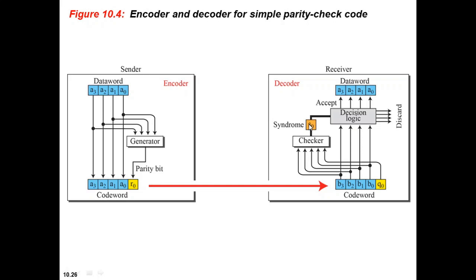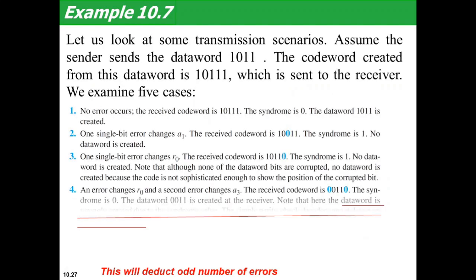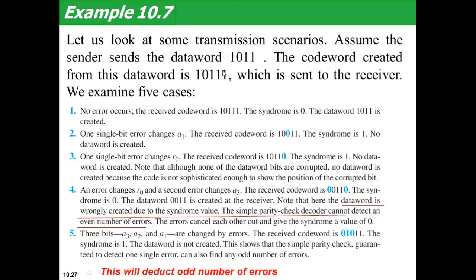Clear? So given your code word, the receiver will find the syndrome value. If the syndrome value is 0, my data has not been corrupted. I can accept the data. How will I accept? By removing the redundant bit, I will take the data. Suppose the syndrome which has been calculated results in 1, that means something has gone wrong in the data. Some bit has been corrupted. Okay. See here, what the generator will do is XOR. Actually, if you XOR and see, you will know.